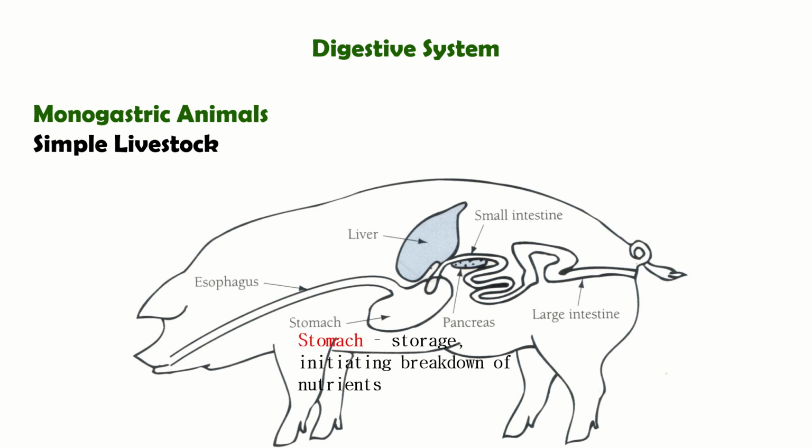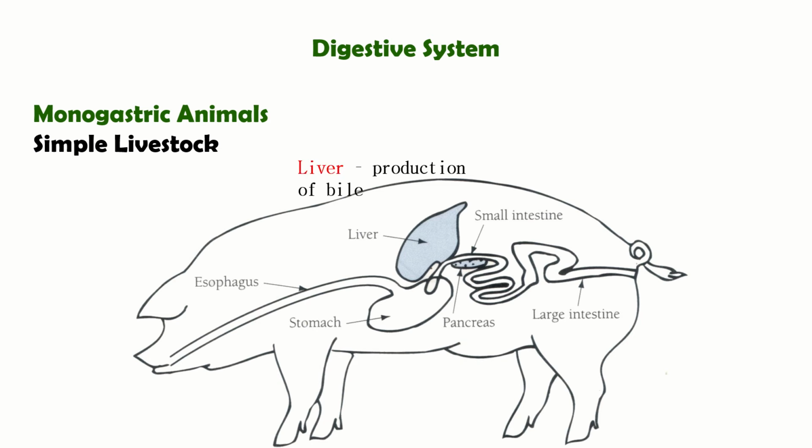The stomach is a muscular organ responsible for the storage, initiating the breakdown of nutrients, and passing the digesta into the small intestine. Okay. So before we go to the small intestine, let us first go with the liver. The liver has many functions, but its main job within the digestive system is to process the nutrients absorbed from the small intestine. It also secretes bile that is important in digesting fat and some vitamins. Next is the gallbladder, the temporary storage of bile.